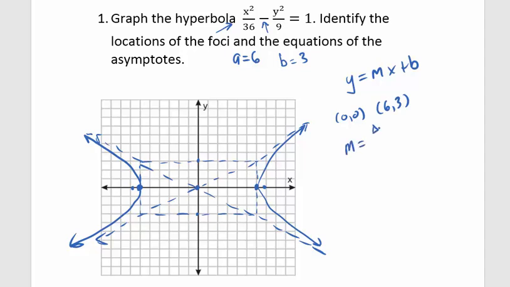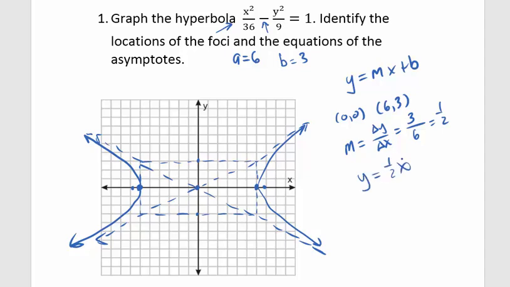Remember, slope is change in y over change in x. My change in y, I'm starting at 0 and moving to 3, so that's a change of 3. My change in x, I'm starting at 0 and going to 6, a change of 6. So my slope is just going to be 1/2. So the equation of this line, y-intercept of 0, a slope of 1/2, is just y equals 1/2 x.